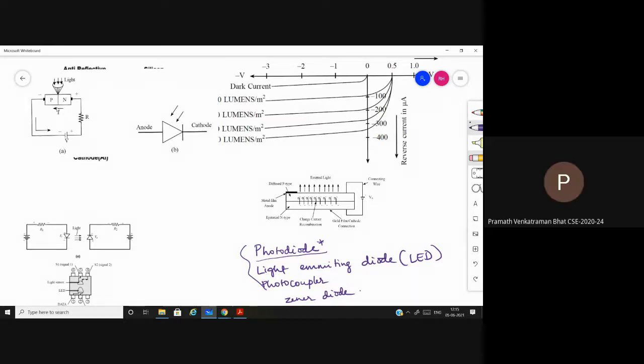Reverse biased. Reverse bias. Yes, it is reverse biased. So now you can observe here, there is some concentration over the depletion layer. See, all the light is concentrated over the depletion layer. This kind of symbol indicates the light is concentrated over the depletion layer.